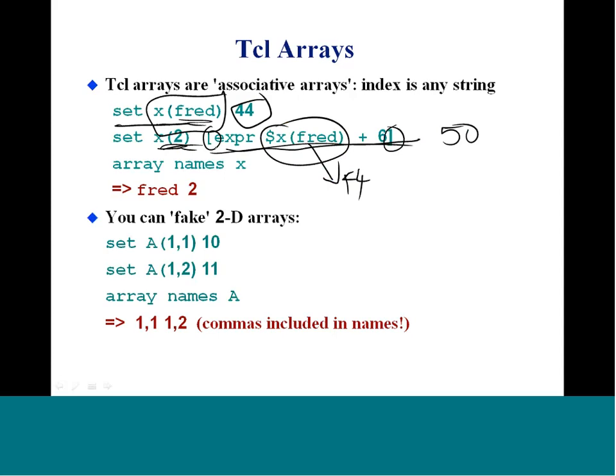So now if you want to print out the names, the arrays are basically a name and a value. So to print out the names we just say array names, and the array name is x. Then it prints these two indices, basically Fred and 2.